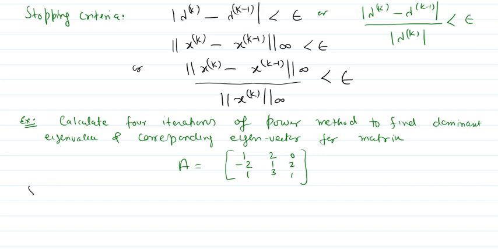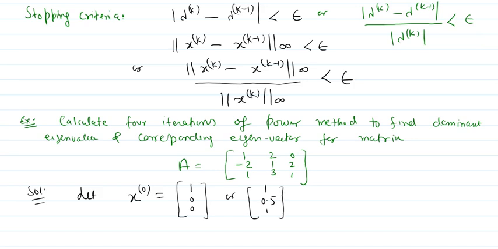So let us start with one initial guess of the dominant eigenvector. You can take a vector with norm 1. You can take 1 0 0, or you can take 1 0.5 1, or you can simply take 0 0 1, or anything with norm 1. Here I'm taking 1 1 1. Anything you can take.